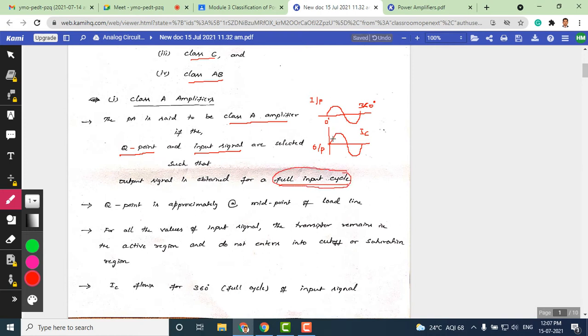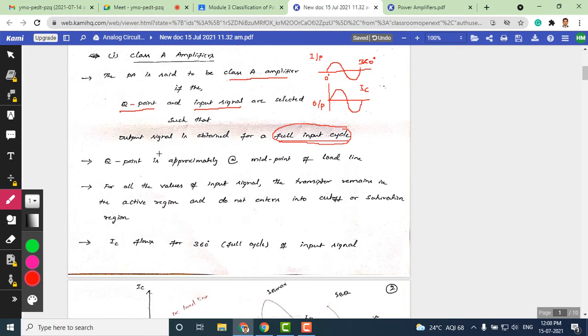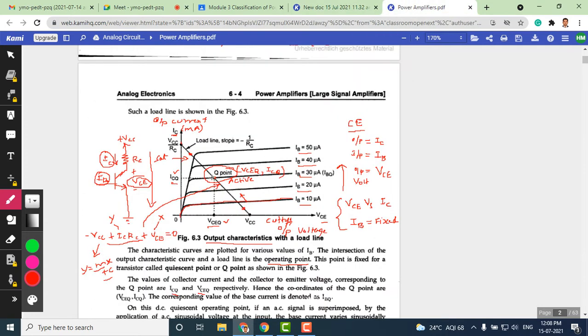This is the input cycle, and we are getting the output signal for the full input cycle. Such amplifiers are called class A power amplifiers. Let us see the other details of the class A power amplifier. The Q point in the class A power amplifier is approximately at the mid of the load line. As I told you in the beginning itself, the location of the Q point is very important for the classification of amplifiers. Especially for the class A amplifier, the Q point is located at the midpoint of the load line, as we have seen in this diagram. So the Q point is located at the midpoint of this DC load line.